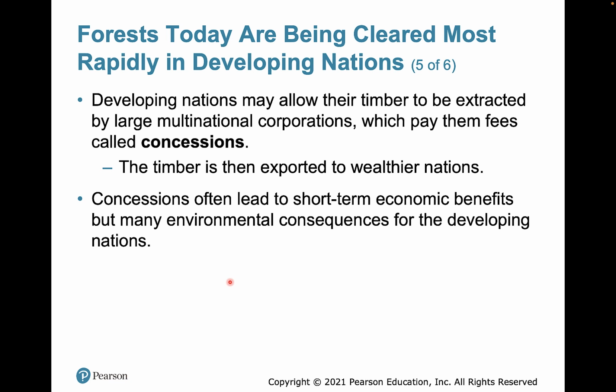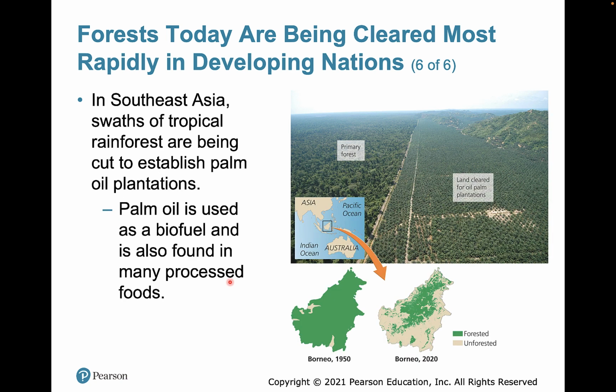So developing nations can choose to allow large multinational corporations to come in and harvest their timber if those multinational corporations will pay for it. So what winds up happening is the developing nations get a pittance, a really small amount of money, then the timber gets exported to wealthier nations where those multinational companies charge a lot more for it. You get short-term economic benefits. You get a little cash flow into your economy, but the longer-term consequences from an environmental perspective can be pretty devastating. So here's an example, and this is the case study.